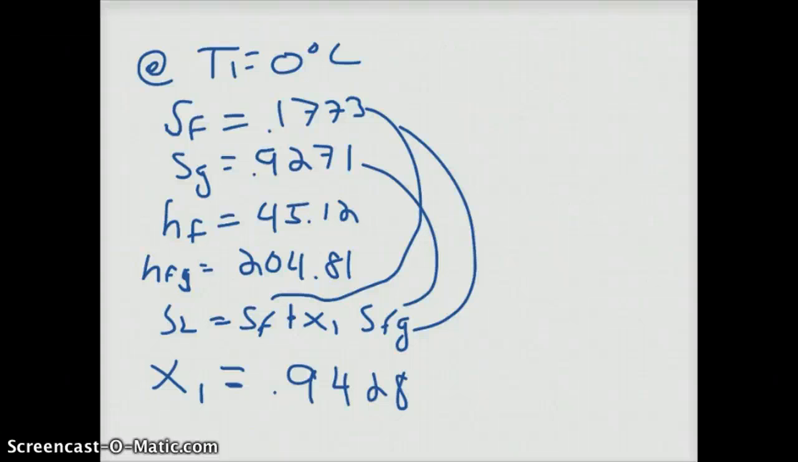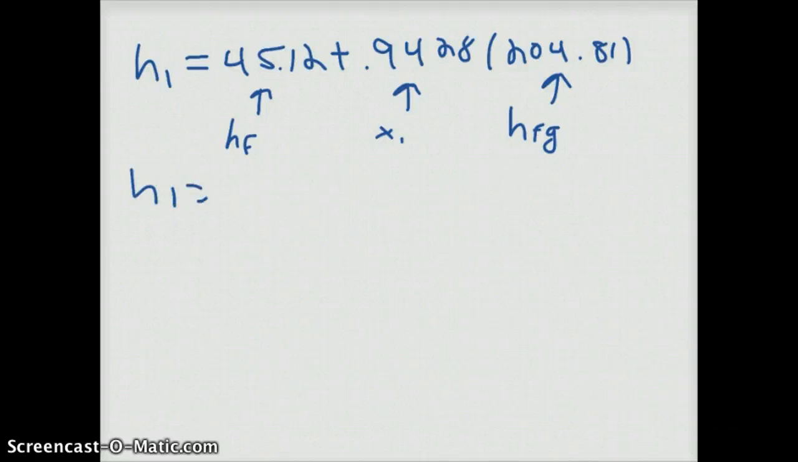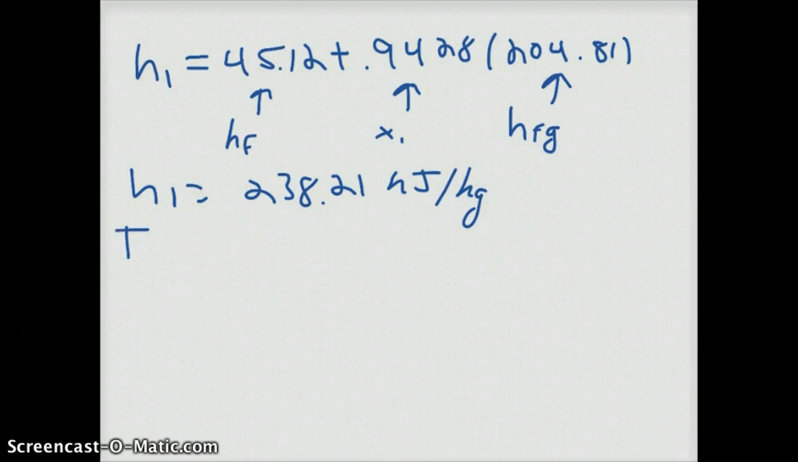Simple enough. After finding our quality, now we can find our H1 using the same process. So we plug in the values that we found, and our value of our quality, which we just found. So this is just HF plus X1 HFG. That's the formula. We find the H1 is equal to 238.21 kilojoules per kilogram.